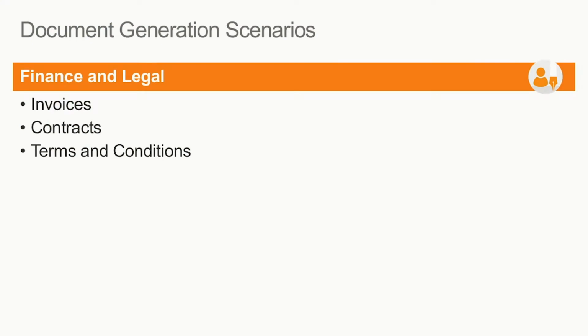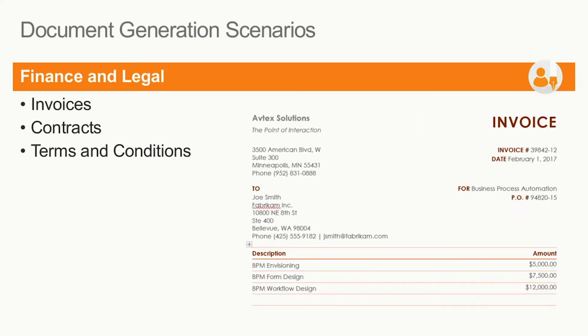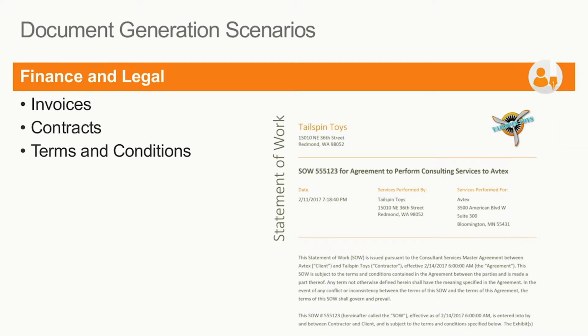When you look at finance and legal, if you're dealing with invoices, contracts, and terms and conditions, we generally have a lot of these types of documents with information such as invoice numbers, contact information around who the information is being sent to, maybe even financial data stored in other applications, that we need to generate and serve up to our customers or clients as things go through.